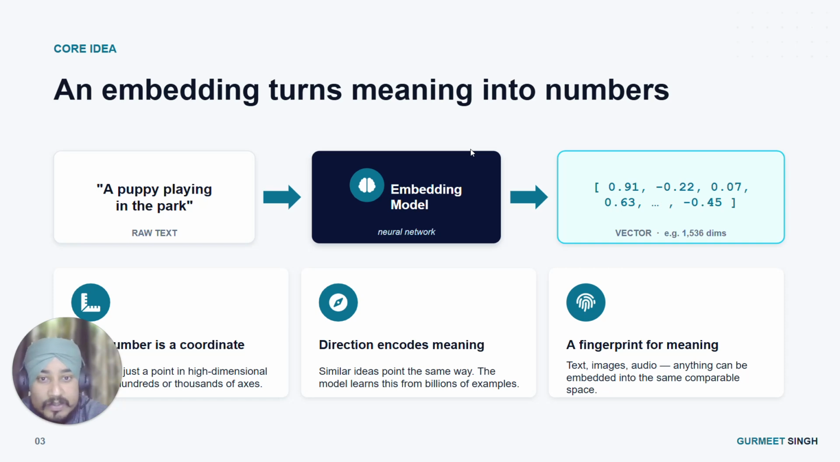Now, three things to hold on to. First, each number is a coordinate, and a vector is really just a point in space. Except instead of three dimensions like the world around us, it lives in hundreds or thousands of dimensions. Second, direction encodes meaning. Things that mean similar things end up pointing in similar directions. The model learns this pattern from billions of examples. And third, it's like a fingerprint for meaning. And here's the beautiful part. It's not just text, images, audio, video, anything can be embedded into the same comparable space.